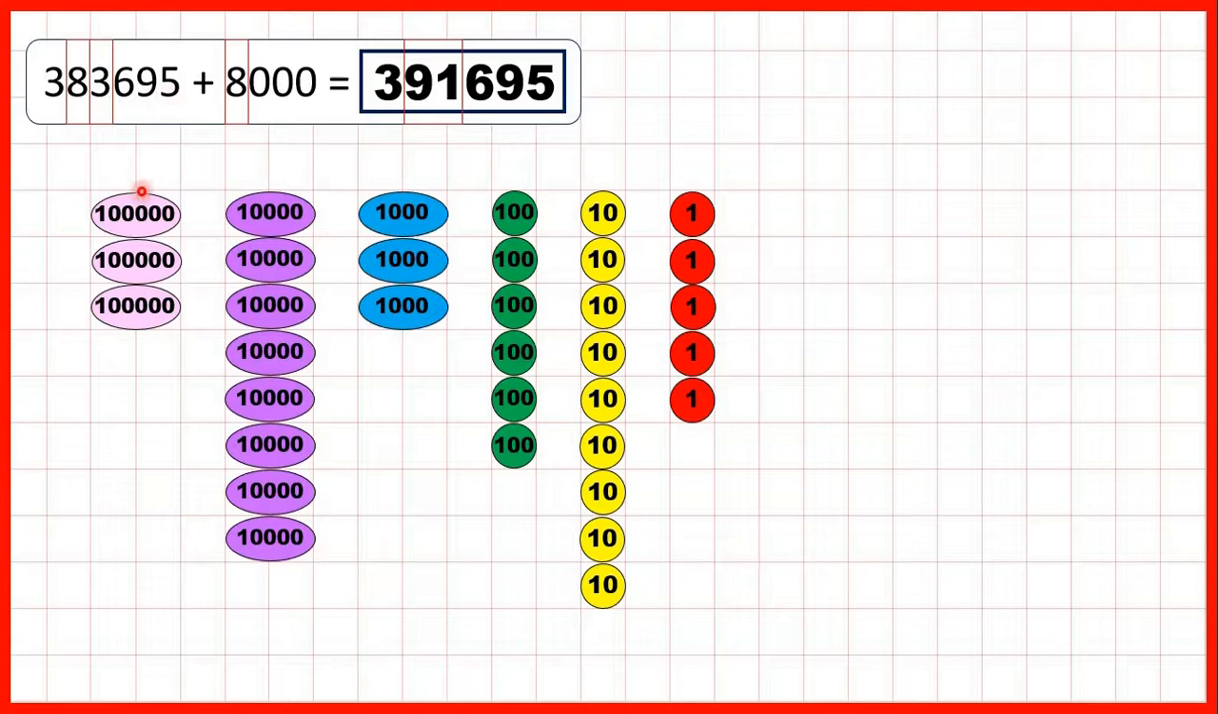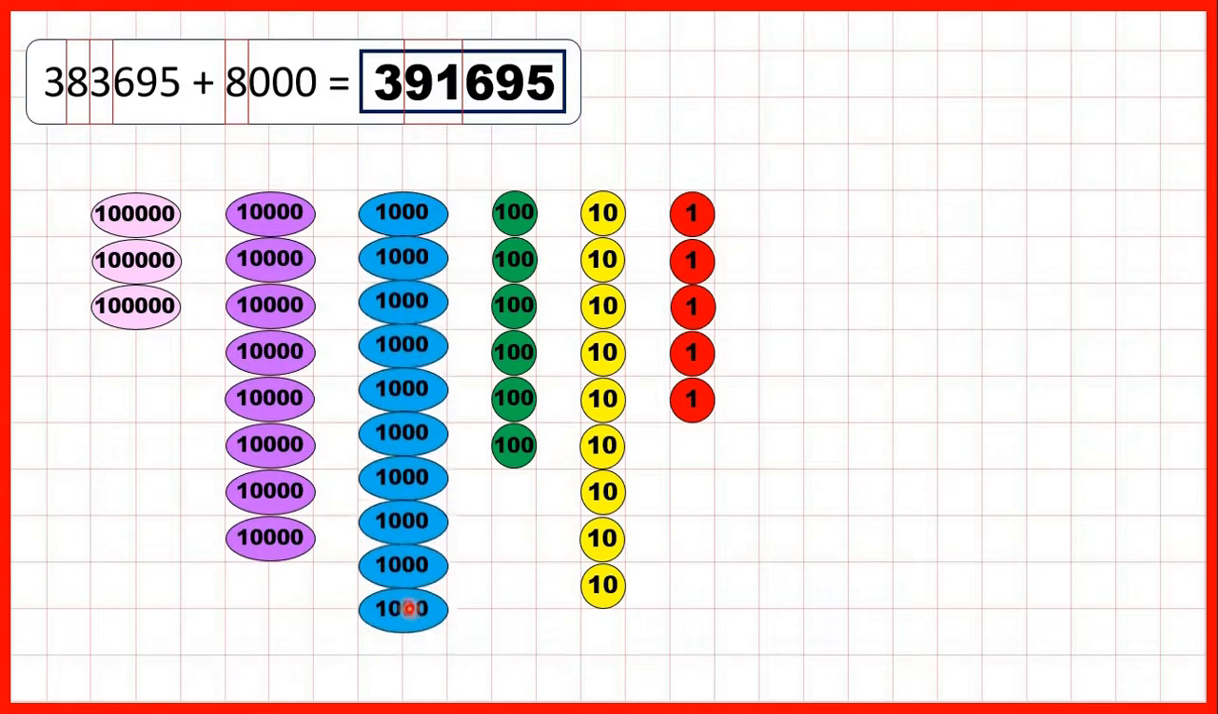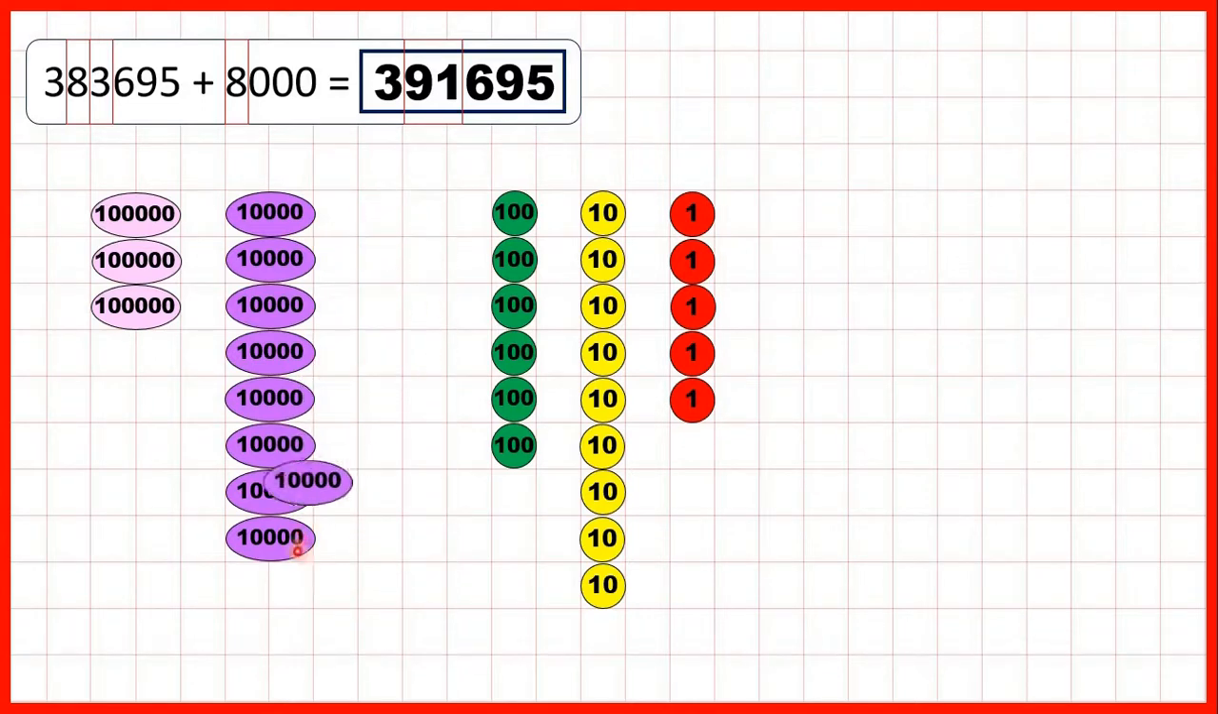So now let's look at 383,695. We have 3 100,000s, 8 10,000s, 3 thousands, 6 hundreds, 9 tens and 5 ones. We need to add 8,000, but when we do that, we're going to need to regroup when we get to 10,000s. So we can add 1, 2, 3, 4, 5, 6, 7, 8 thousand counters. And then, because we needed to exchange, we now have 9 10,000 counters and 1 1,000 counter. So that's why we have the 91 in the digits that we've highlighted here.